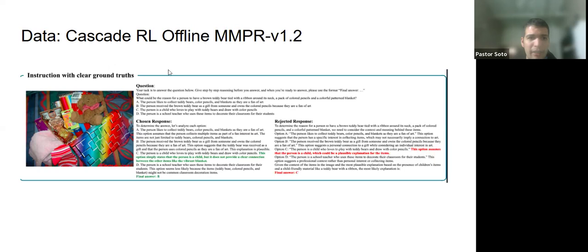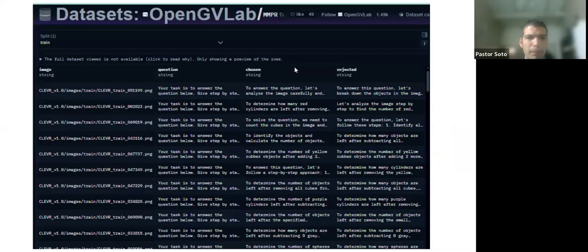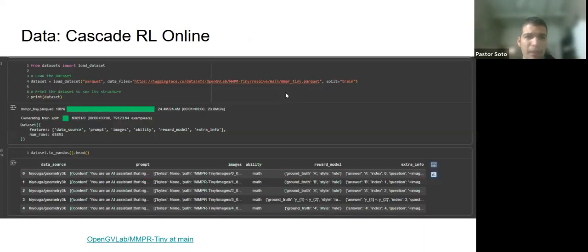And this is how the MMPR v1.2 looks like. You have your image, you have questions, you have the chosen response, and you have the rejected response. That's why I mentioned that the reinforcement learning shows you negative examples as well, so you can prune low quality regions. This is what I mean by that: you have a rejected response and a chosen response. This is how the dataset looks like. It's available in Hugging Face. You can see questions, chosen and rejected, so you can use it right now if you want.